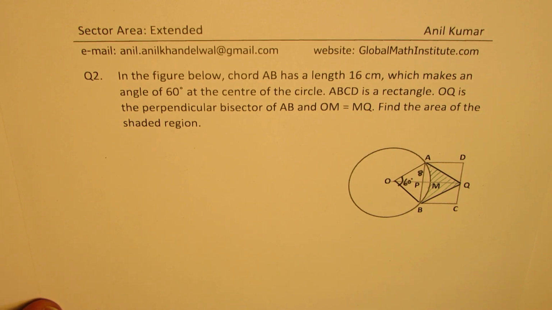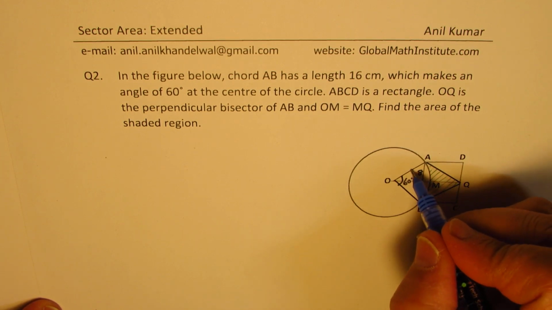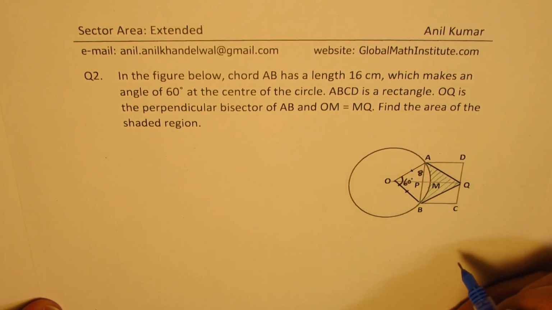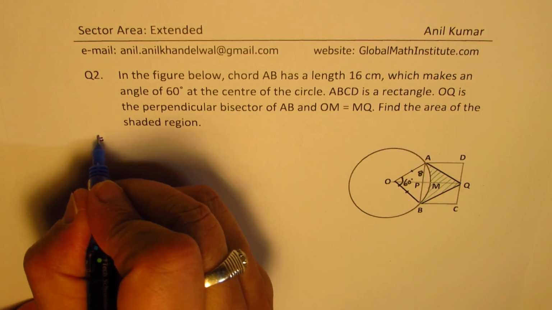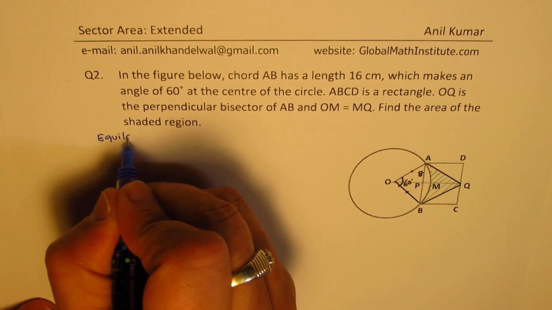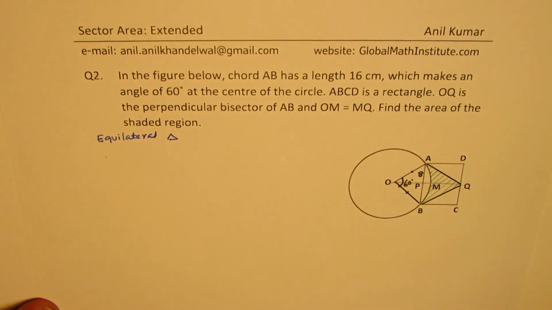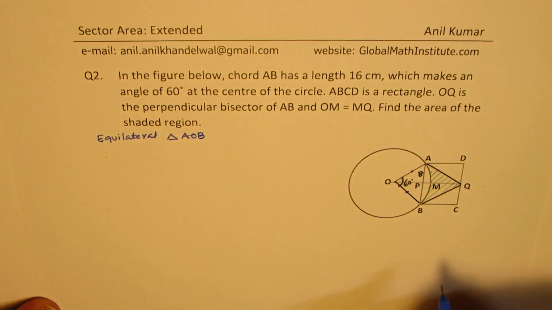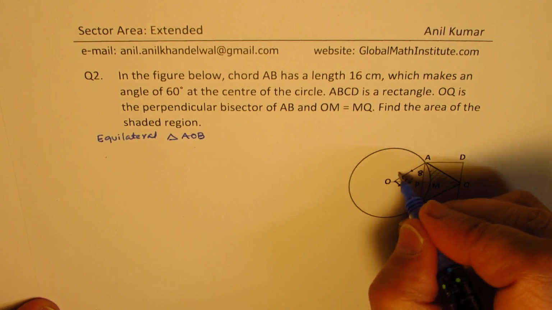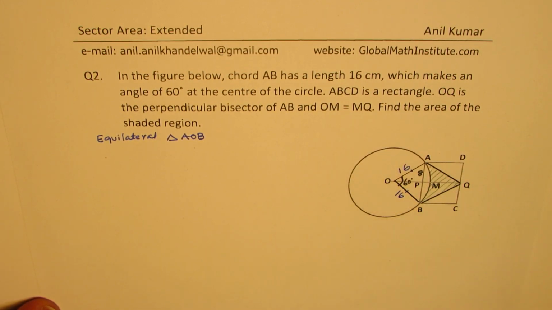Now here is the solution. If this angle is 60 degrees, these two sides are radius, they are equal, that means the triangle is equilateral triangle, right? So we are working with equilateral triangle AOB. All sides are equal. That means these sides are 16 each, right? Correct. So that is also 16.